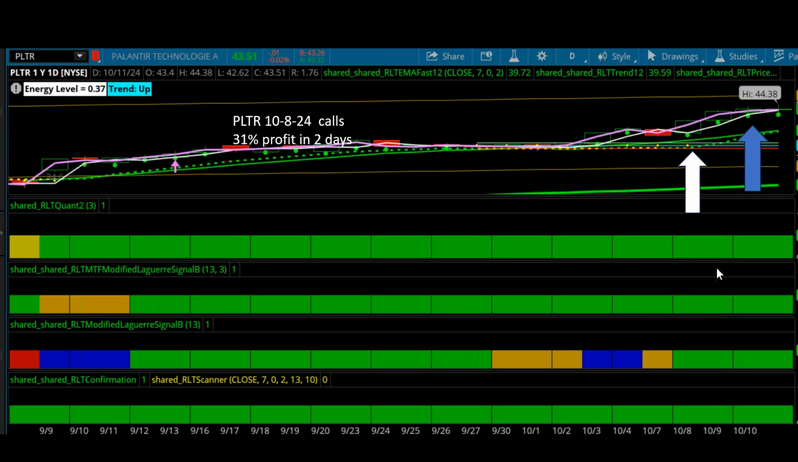Okay, same thing here is Palantir. People were asking about Palantir. All right, this is where we took Palantir. See the selling? Yellow selling, blue buying, back to yellow, chopping around. You can see it's chopping around, right?